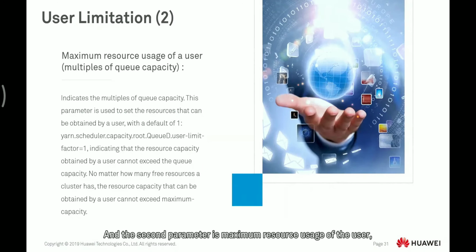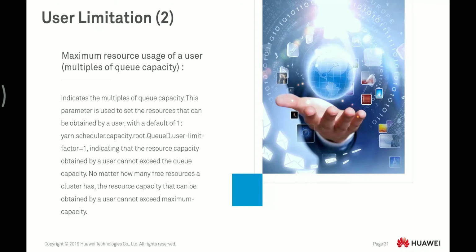And the second parameter is the maximum resource usage of a user, which means the multiples of queue capacity. For example, if we set this parameter to 1, which is the default, the resource obtained by a user cannot exceed the queue capacity. Remember that the resource obtained by a user can exceed the resource capacity, but must not exceed the maximum capacity.